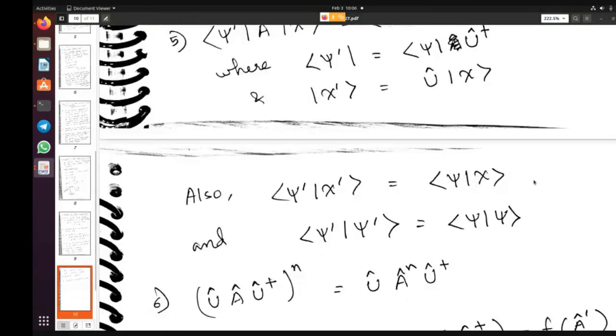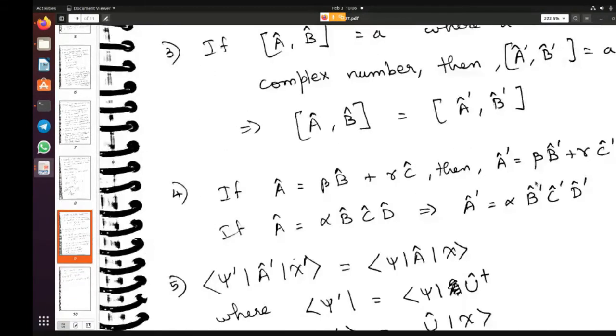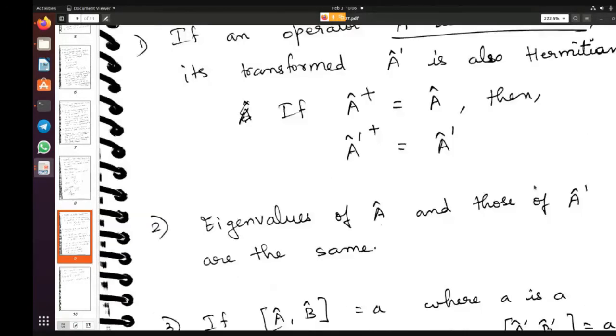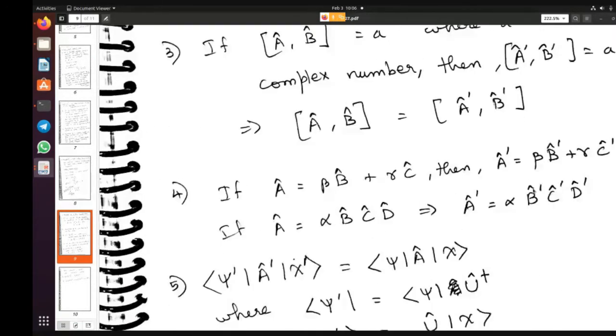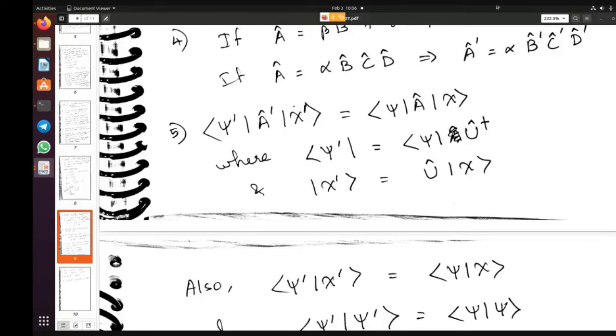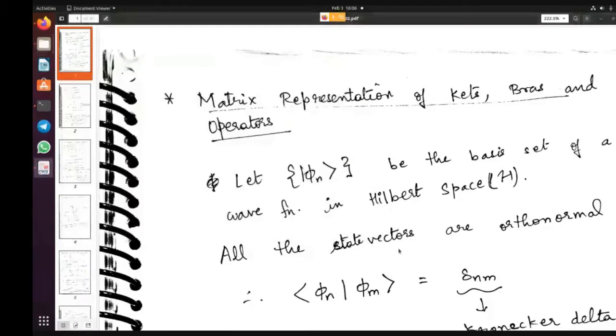All right. So I think we stopped at properties of unitary transformations. Today we are going to look at some more unitary transformations and some more representation of matrices in Kets, Bras, and operators. So we are starting with the matrix representation of Kets, Bras, and operators.